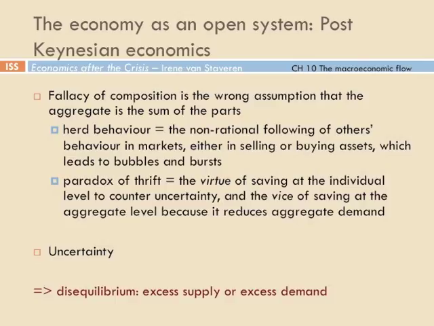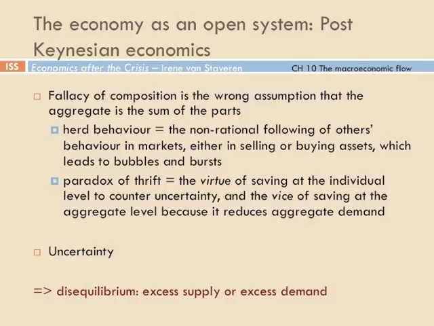In post-Keynesian economics, we consider the economy to be an open system. That is because we cannot simply add up all individual bits and pieces of economic behavior. That's wrong. We call that the fallacy of composition. First, there is herd behavior, non-rational following of other behaviors.